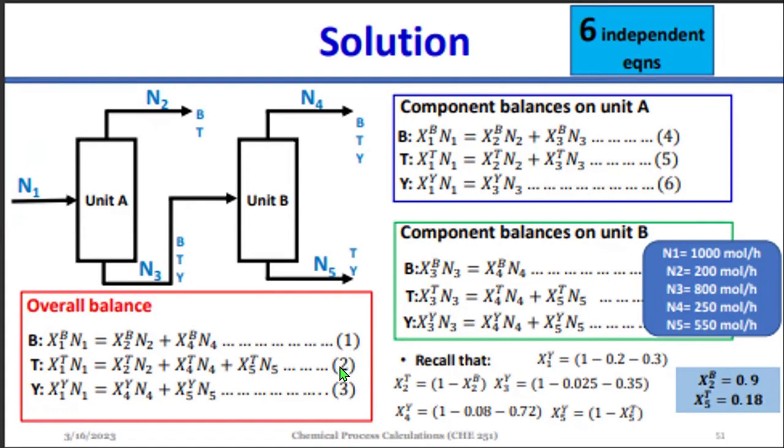That's equation 2. I'll have the mole fraction of toluene in the stream N1 multiplied by the mole flow of that stream. That should be equal to, now we are considering N2, the mole fraction of toluene in stream N2 multiplied by the total mole flow of that stream. Then we also have toluene in N4 as an outlet. So the mole fraction of toluene in that stream multiplied by the mole flow of that stream. Then we have it in N5 as well. So the mole fraction of toluene in that stream multiplied by the total stream.